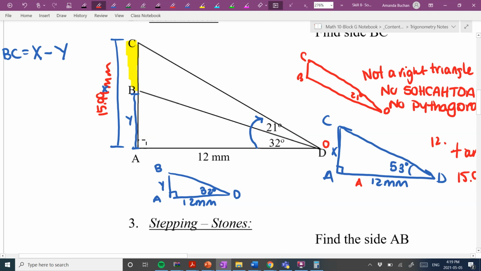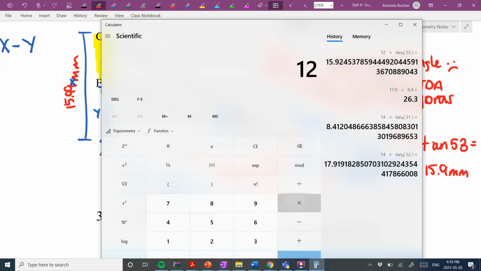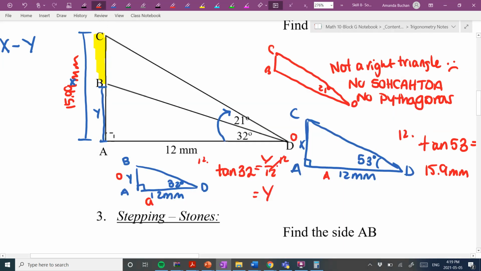And then we can do the same thing with the smaller triangle. So once again, opposite and adjacent means that I'm going to use tan. Now this time, because we're working on that smaller triangle, I'm only using the angle that's a part of that triangle. And we need to get that Y by itself, so we're going to multiply by that 12. And we're going to go to my calculator. 12 times tan 32. Remember, you need to know how your calculator works. This one's a backwards calculator, so it's a bit wonky. 7.5.